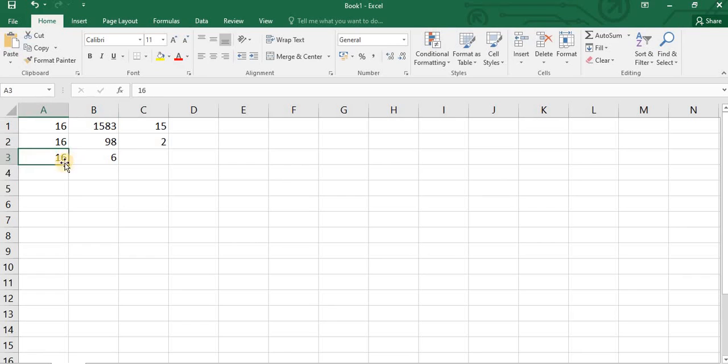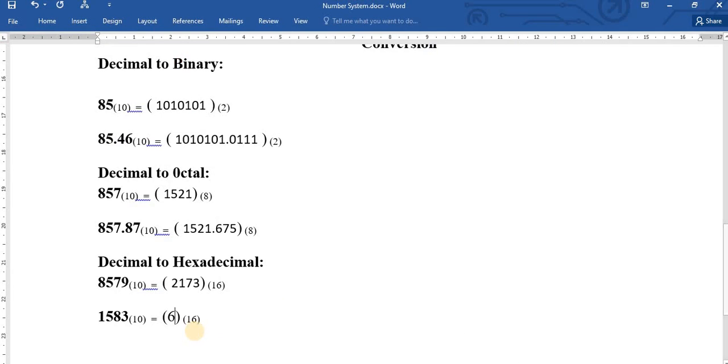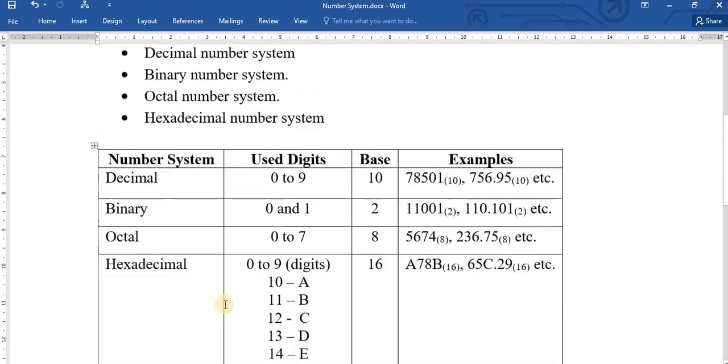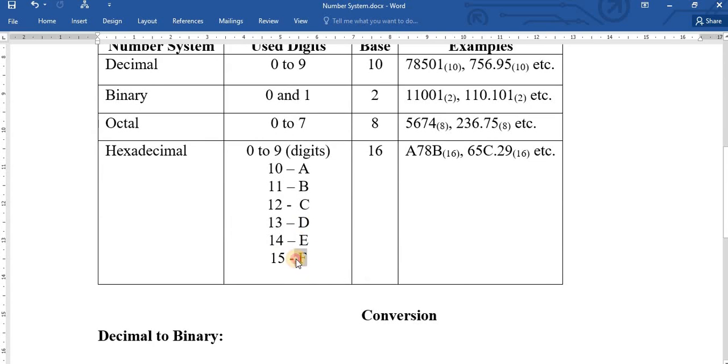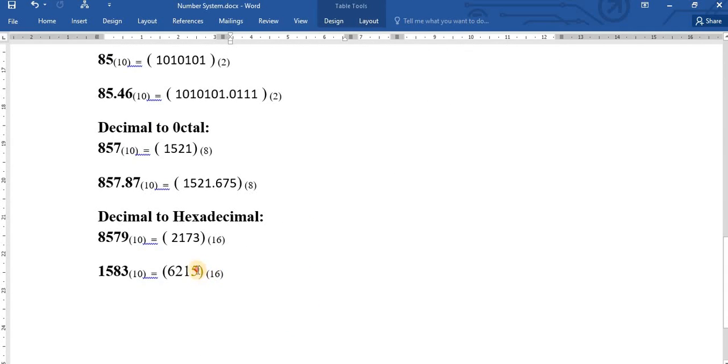So now you have the number 6, 2 and 15. But here the 15 is not part of the hexadecimal digits, so 15 is represented as F. You have to write down F in place of 15.